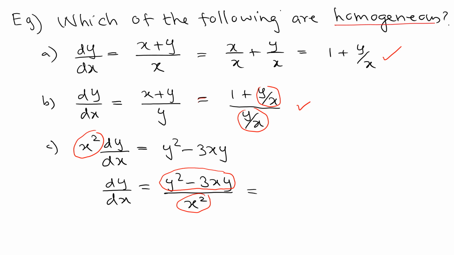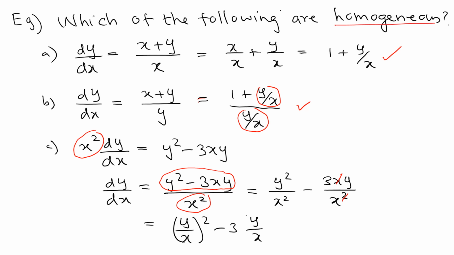Okay, so now we do the normal way. We start by dividing by x squared. We can write it like that, and minus 3xy over x squared. The first term, you can clearly write as y over x, the whole thing squared. In the next term, you can first cancel one of the x terms, and then you get 3, and then you have y over x. So you can see it is a function of y over x, so it is homogeneous.